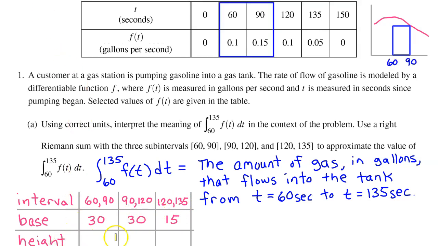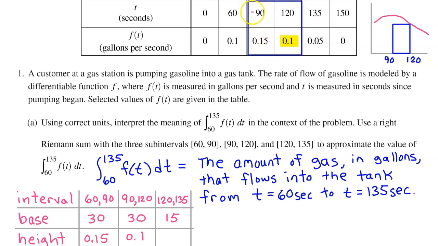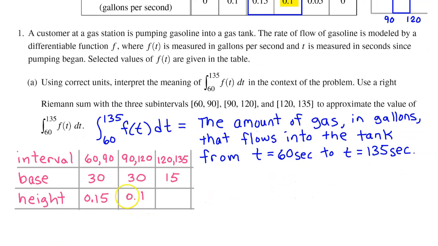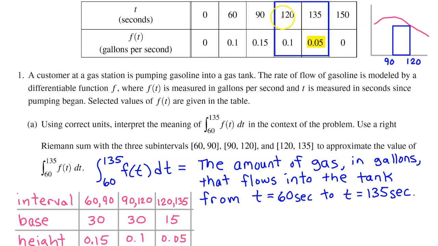Next, we need to find the height of each rectangle. Let's go back to that first rectangle from 60 to 90. The height of this rectangle will be the value of the function on the right-hand side. In other words, the value of the function at 90. Looking at the table, that is 0.15. Similarly, the height of the rectangle from 90 to 120 will be the value of the function at 120, 0.1. And the height of the rectangle from 120 to 135 will be the value of the function at 135, 0.05.